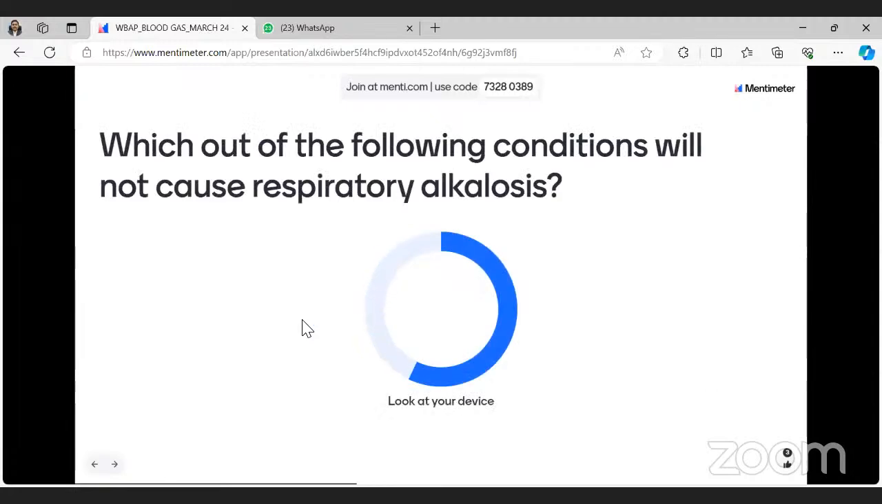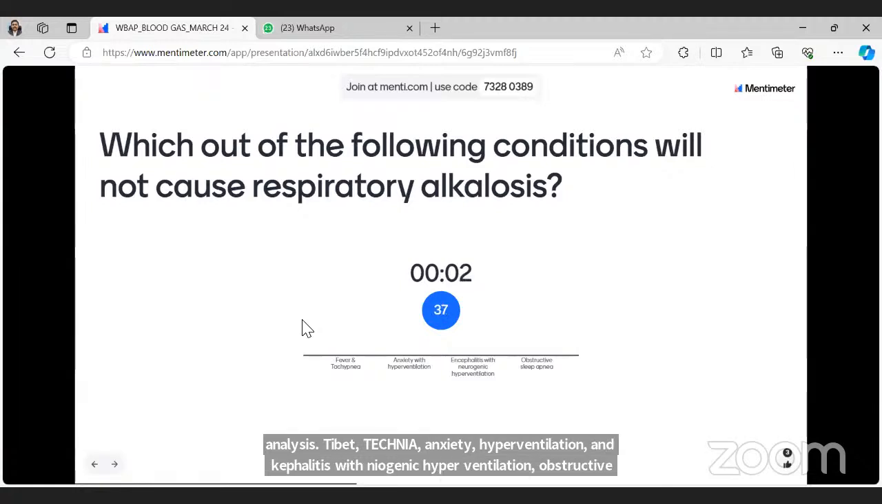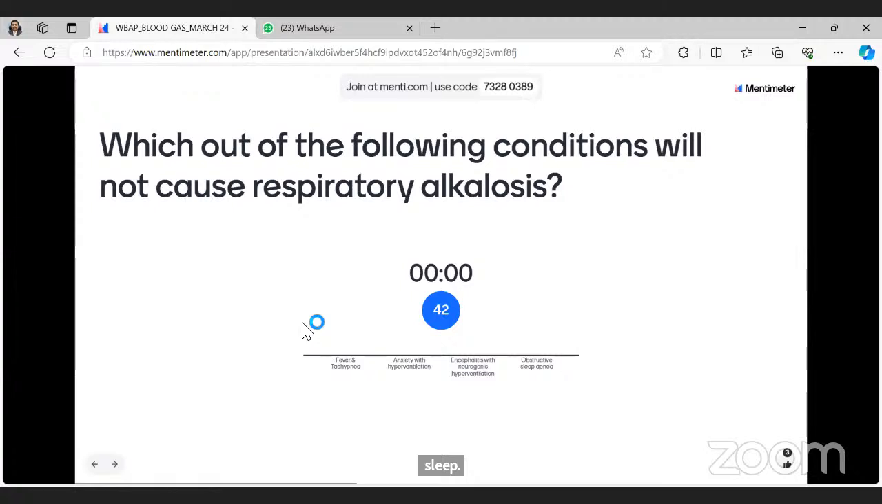Which of the following conditions will not cause respiratory alkalosis? Fever, tachypnea, anxiety, hyperventilation, encephalitis with neurogenic hyperventilation, obstructive sleep apnea. Excellent.